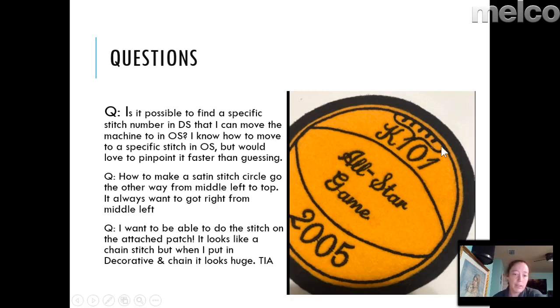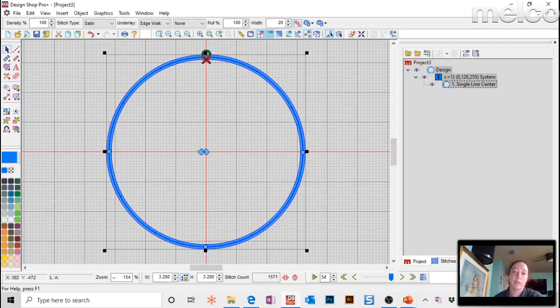I want to be able to stitch something like this. This kind of chain stitch that's around there, they said it looks like a chain stitch, but when I do the actual chain that comes with the software, it's huge and doesn't look right. So what do I do? Okay, there's several different ways you can get this kind of effect. It really boils down to playing with decorative stitches.